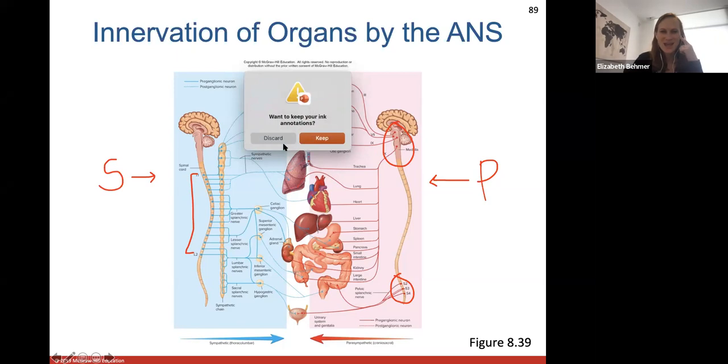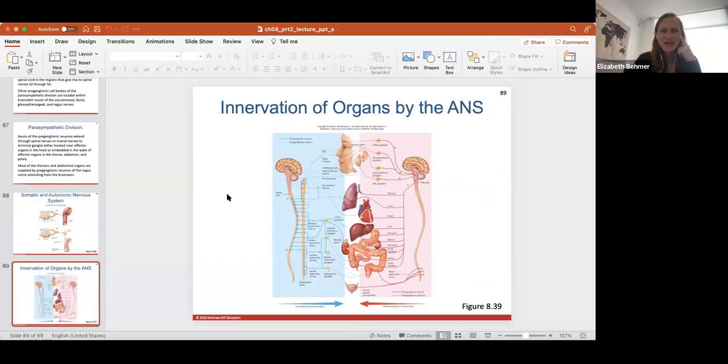So I'm going to go ahead and end this, and we're going to jump right into chapter 9, which will be special senses. I'm just going to pull up this PowerPoint really quickly and take a quick sip of my water.